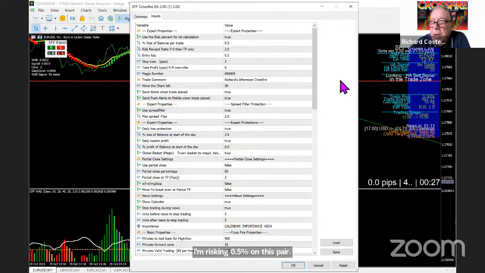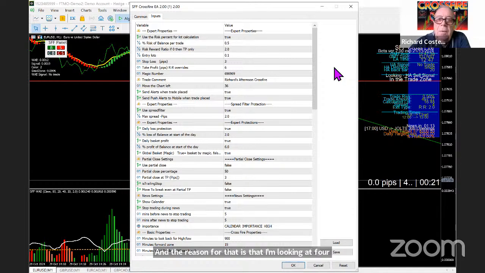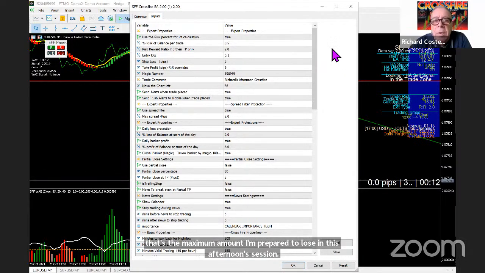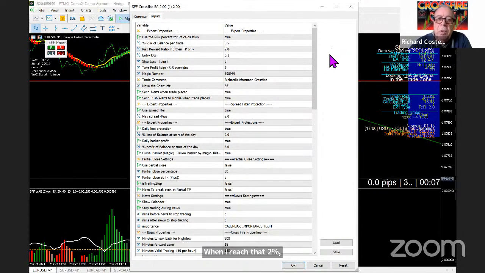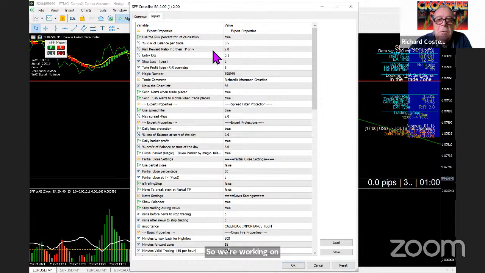And the reason for that is that I'm looking at 4 pairs. So 4 times 0.5% is 2%. And that's the maximum I'm prepared to lose in this afternoon session. When I reach that 2%, the trading assistant will not take any more trades. So we're working on risking 0.5% on this pair.